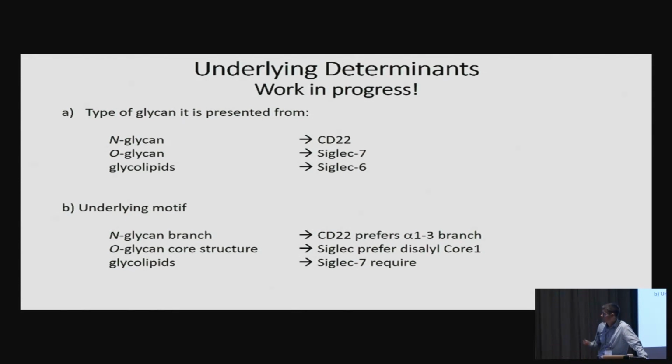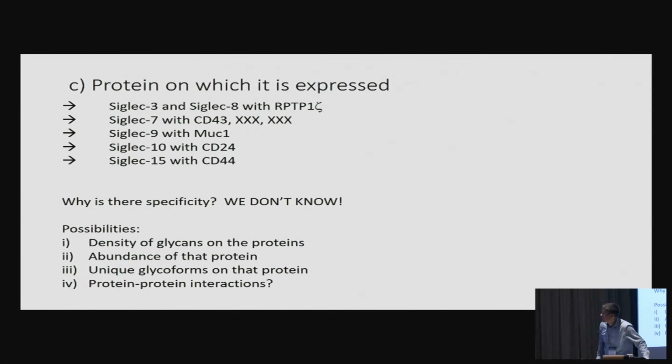Another is that a siglec might prefer a disialyl core 1 motif, for siglec 7. And for glycolipids, I didn't complete this one. So siglec 7 requires 2 sialic acids off of a glycolipid. So there's more than just the linkage. That's the point. And then the last thing here is that there are specific proteins now.